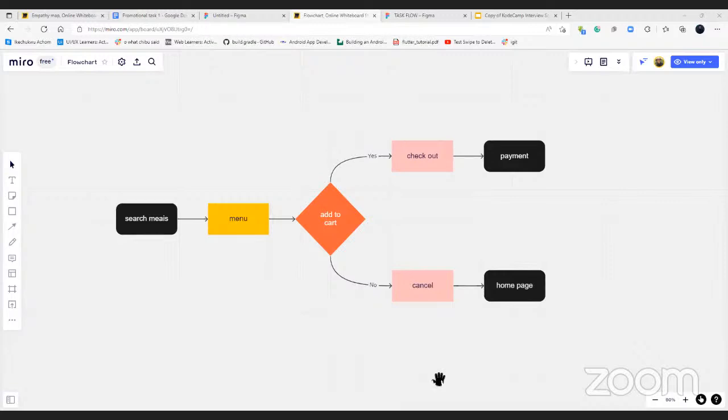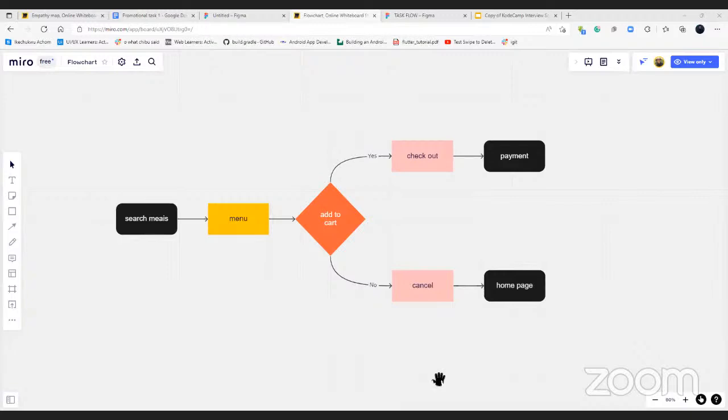There are different menus around. Which one you want to go for, you have to pick for it. Then the decision button, add to cart. Your decision button, that's the one that looks like polygon. When you add to cart, are you ordering it or you are not? And it's either you check out.